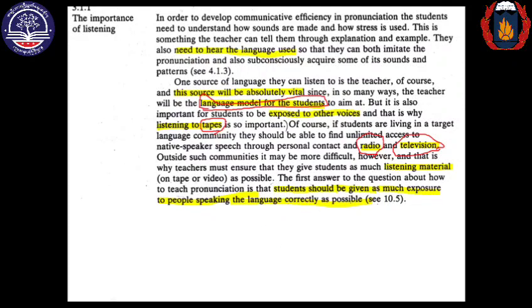Students should be given as much exposure. Exposure is important. If they get a lot of exposure, if we can give a lot of language input, we can hope our students will be able to produce language output.